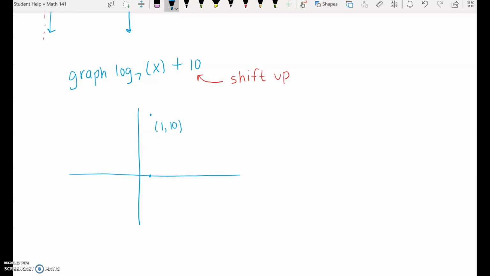And our asymptote hasn't changed because we're not moving left or right at all. So we're just going to have our graph drawn like this.